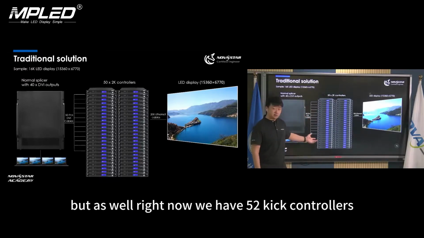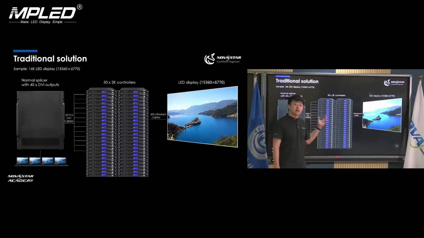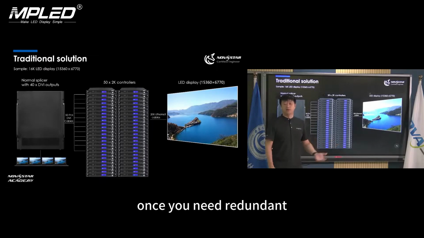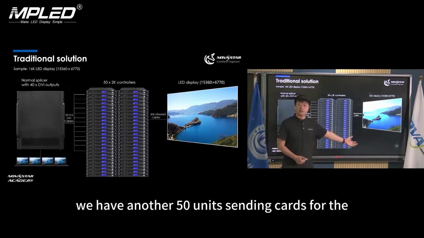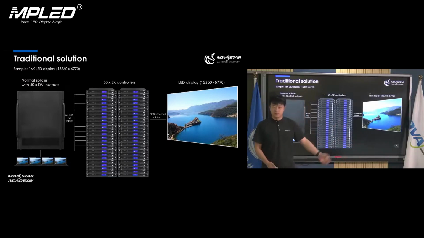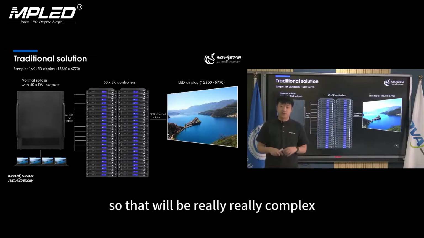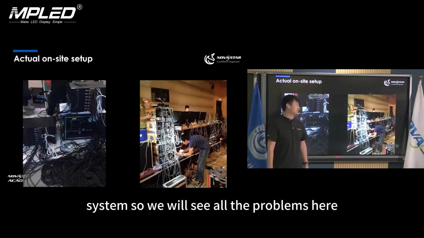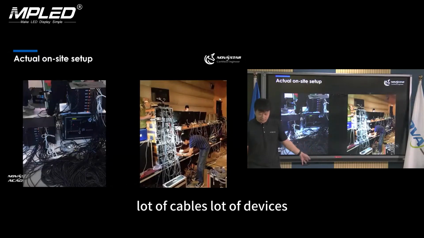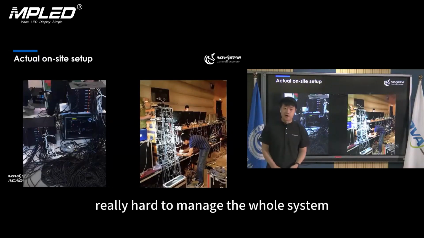But right now, we have 50 2K controllers without backup. Once you need redundancy, we have another 50 units of sending cards for the system backup. So that will be a really complex system, and we will see all the problems here. A lot of cables, a lot of devices. Really hard to manage the whole system.